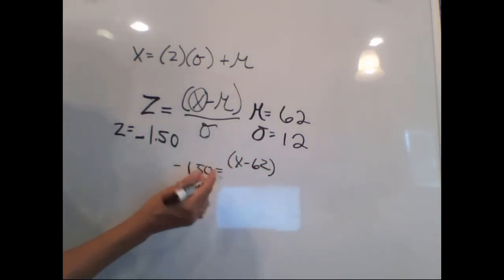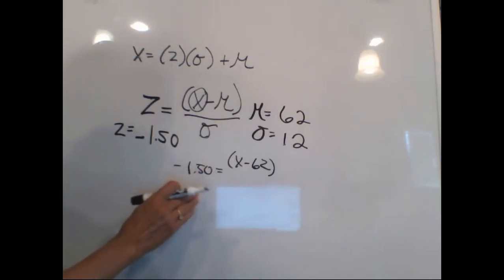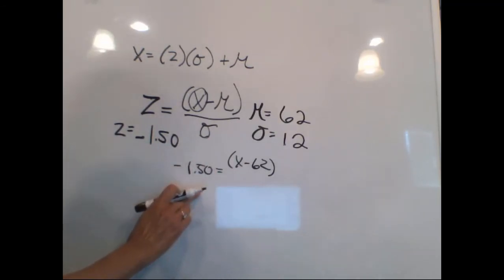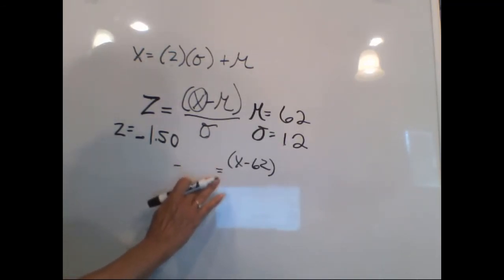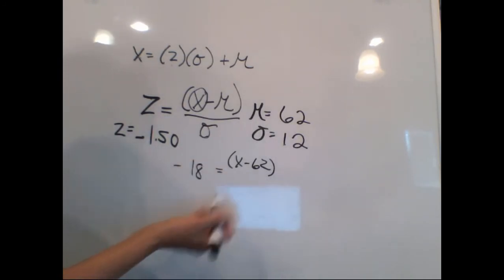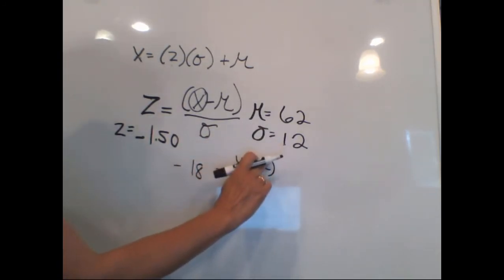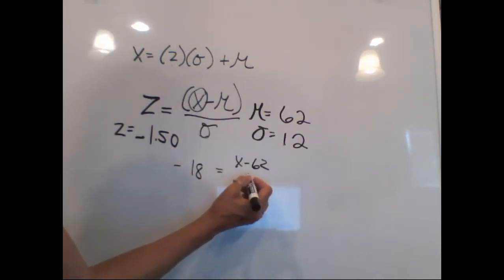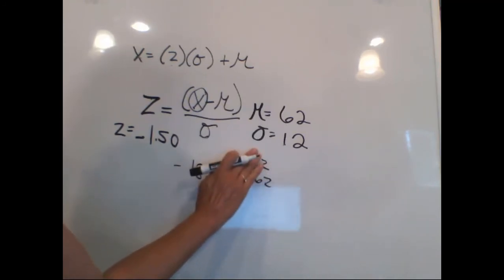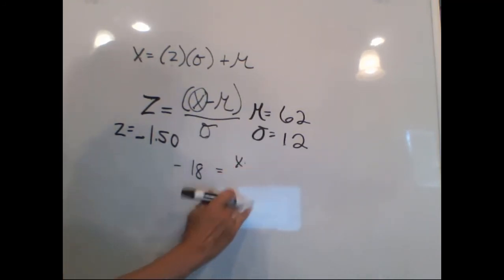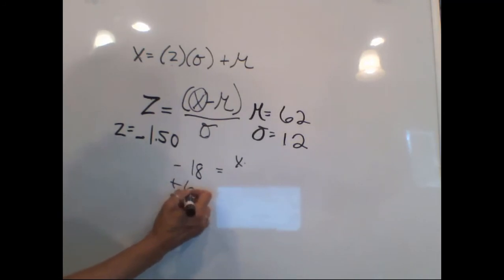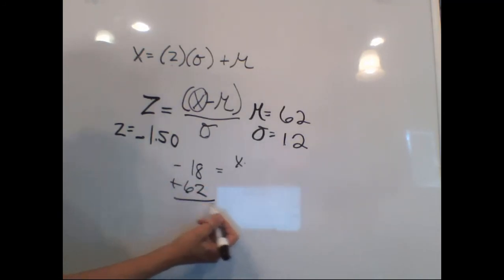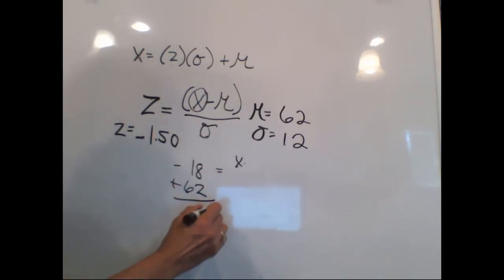So negative 1.50 times 12 is going to be negative 18. So we have x minus 62. I need to get the 62 on this other side, or the negative 62. To do that, I'm going to add a positive 62, and that cancels that out. And if I add 62 here as well, 62 minus 18 gives us a total of 44. So in this case, our x is equal to 44.